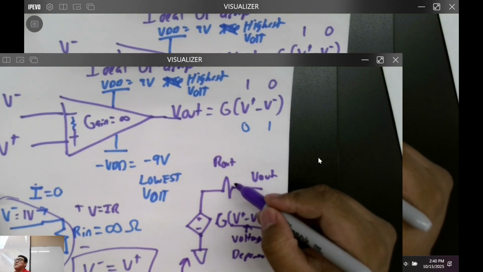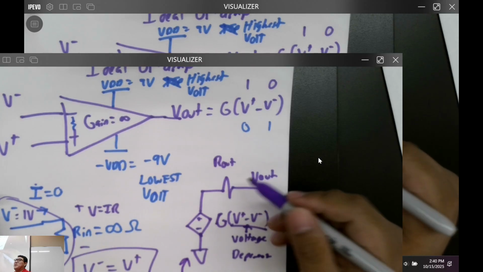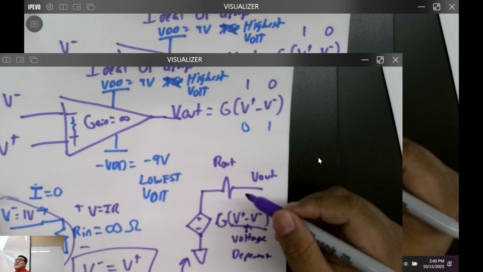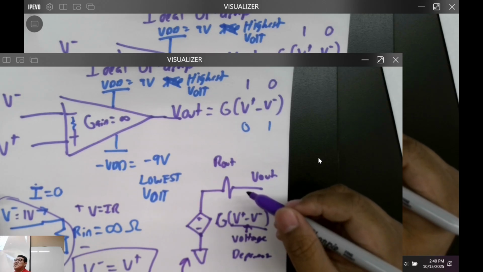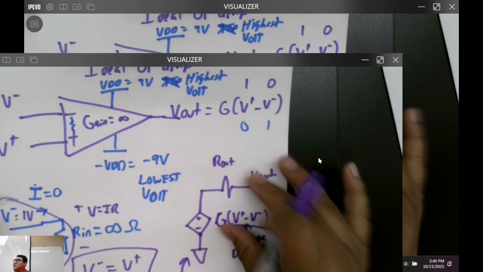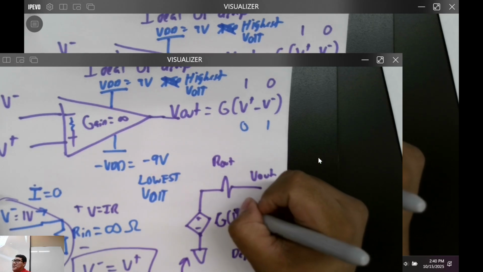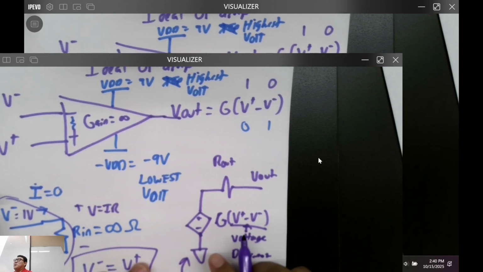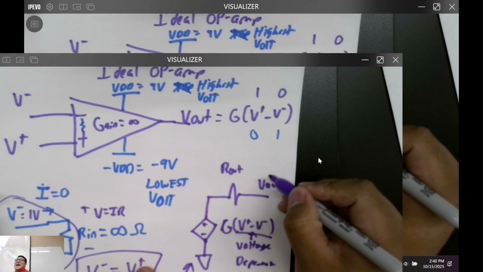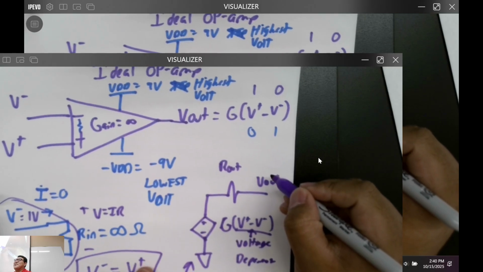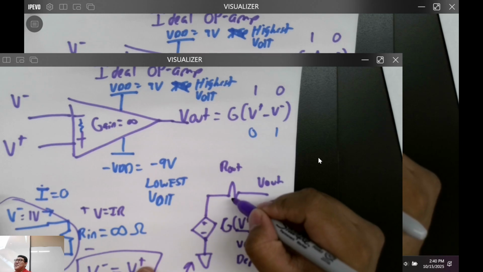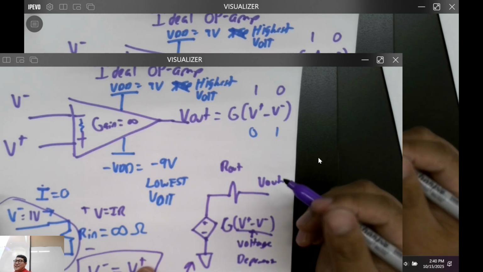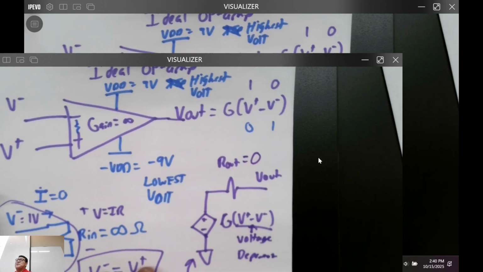What about our Rout? Did they tell you about what the input or output impedance is, the output resistance? No? So when we're driving circuits, and I'll tell you right now the answer, whatever voltage we produce here, let's just say 9 volts, I want to see 9 volts out at the output. Is that correct with everybody? So this resistor is going to be 0. Is that understood with everybody?